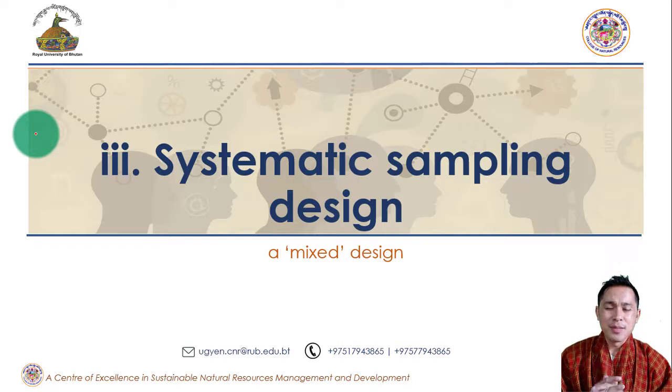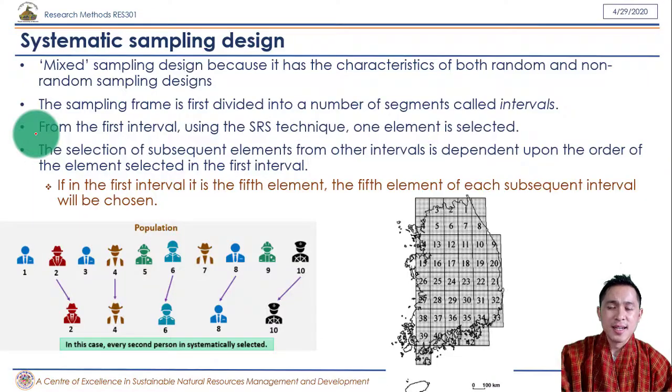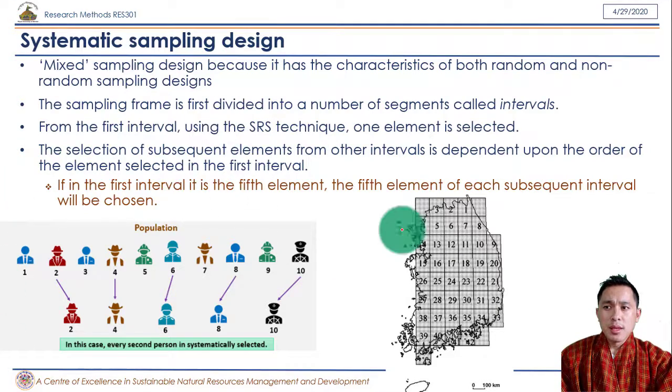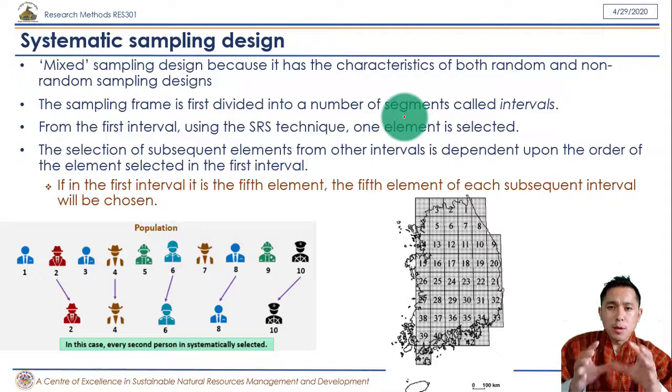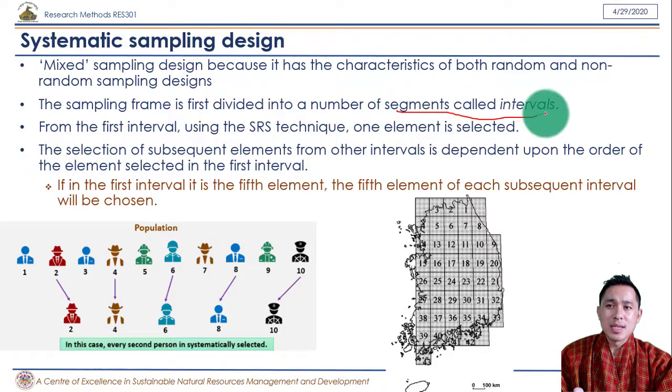And at last, the mixture of random sampling and non-random sampling is called mixed design, and we have only one design in the mixed design. That's the systematic sampling design. So in systematic sampling design, you have both aspects of random and non-random sampling. The process is, firstly you divide all your respondents or all your plots or all your data collection units into segments called intervals. So you just give them numbers 1, 2, 3, 4, 5, 6, 7, 8, 9, 10, and so on.